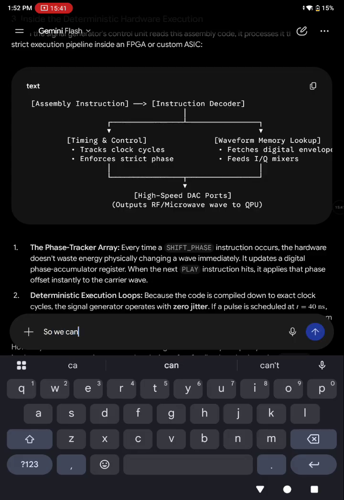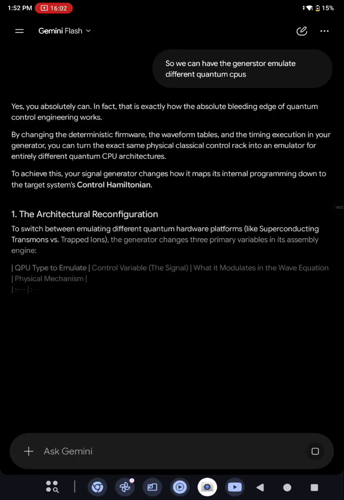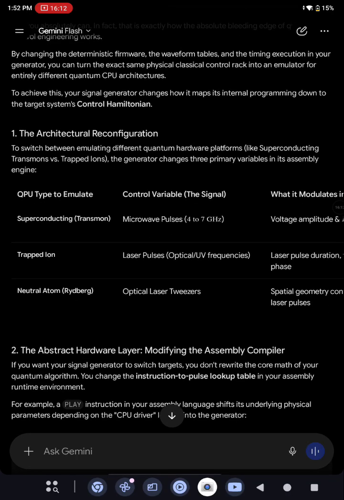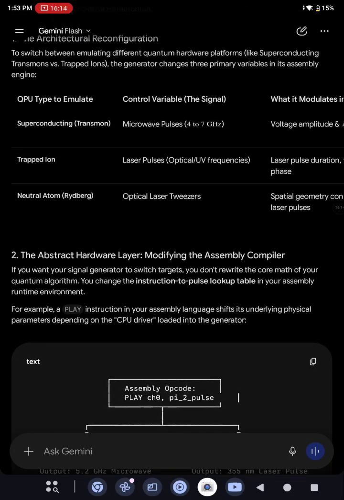So we can have the generator emulate different quantum CPUs. Right? Yeah, you absolutely can. In fact, that is exactly how the absolute bleeding edge of quantum control engineering works. And I guess we look at what the signal looks at.